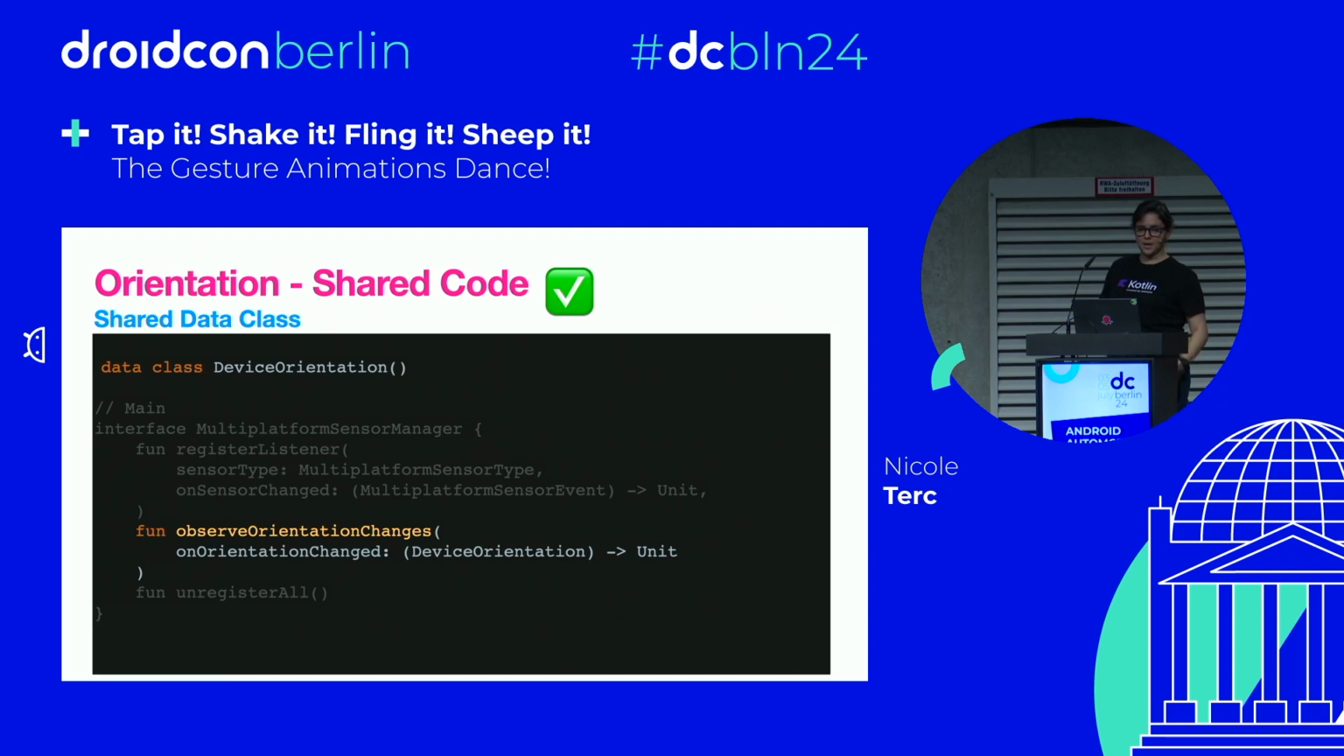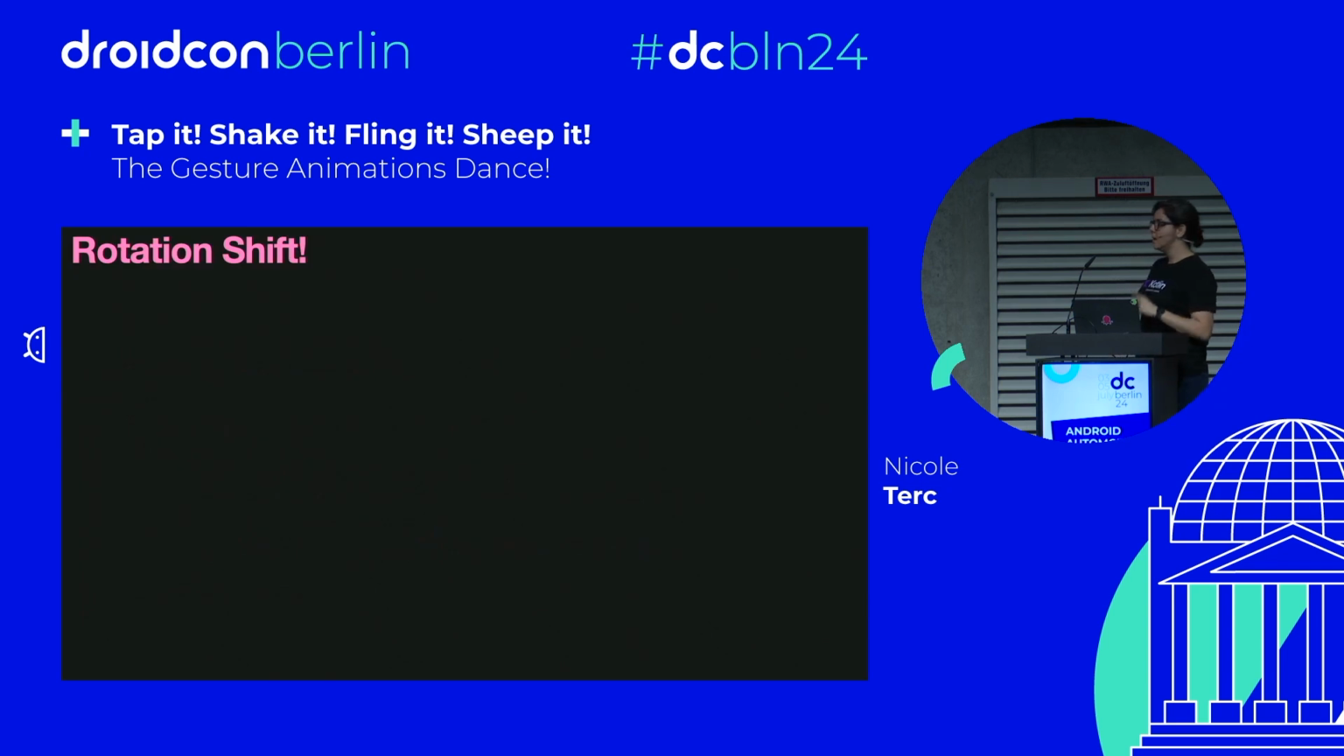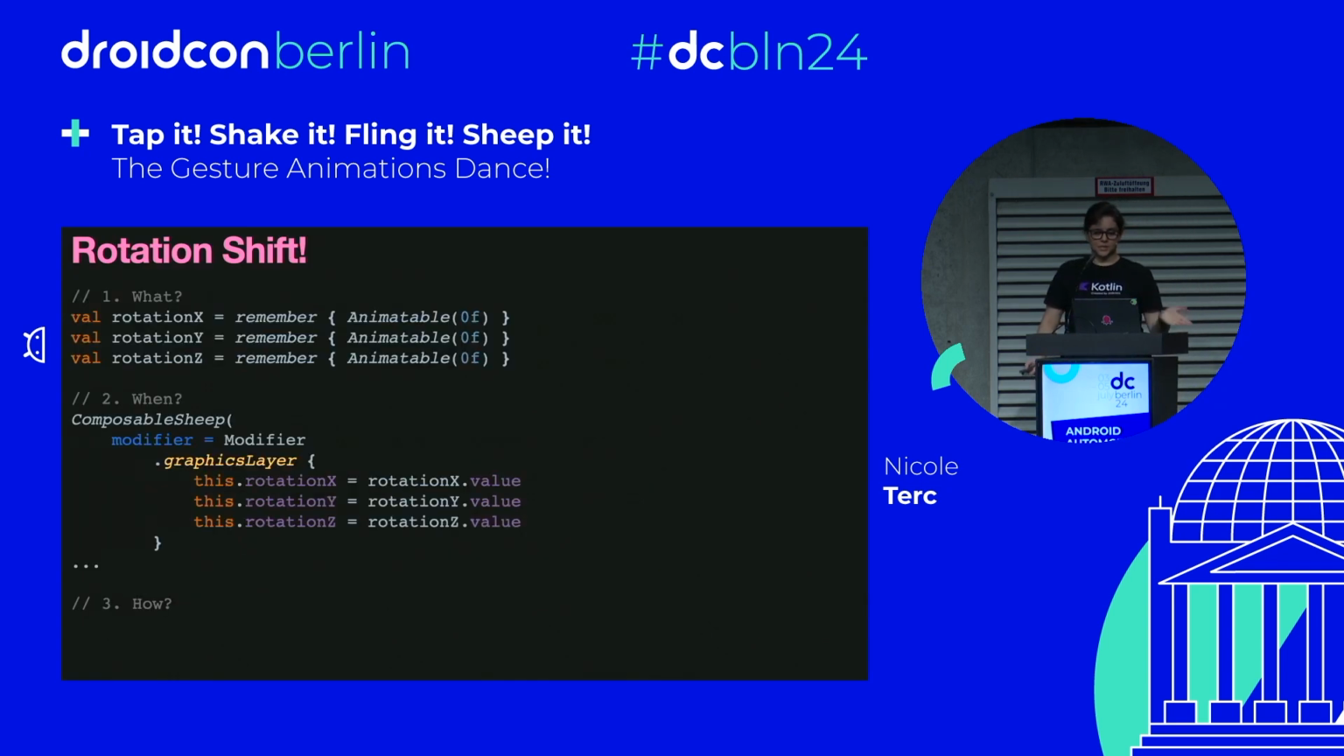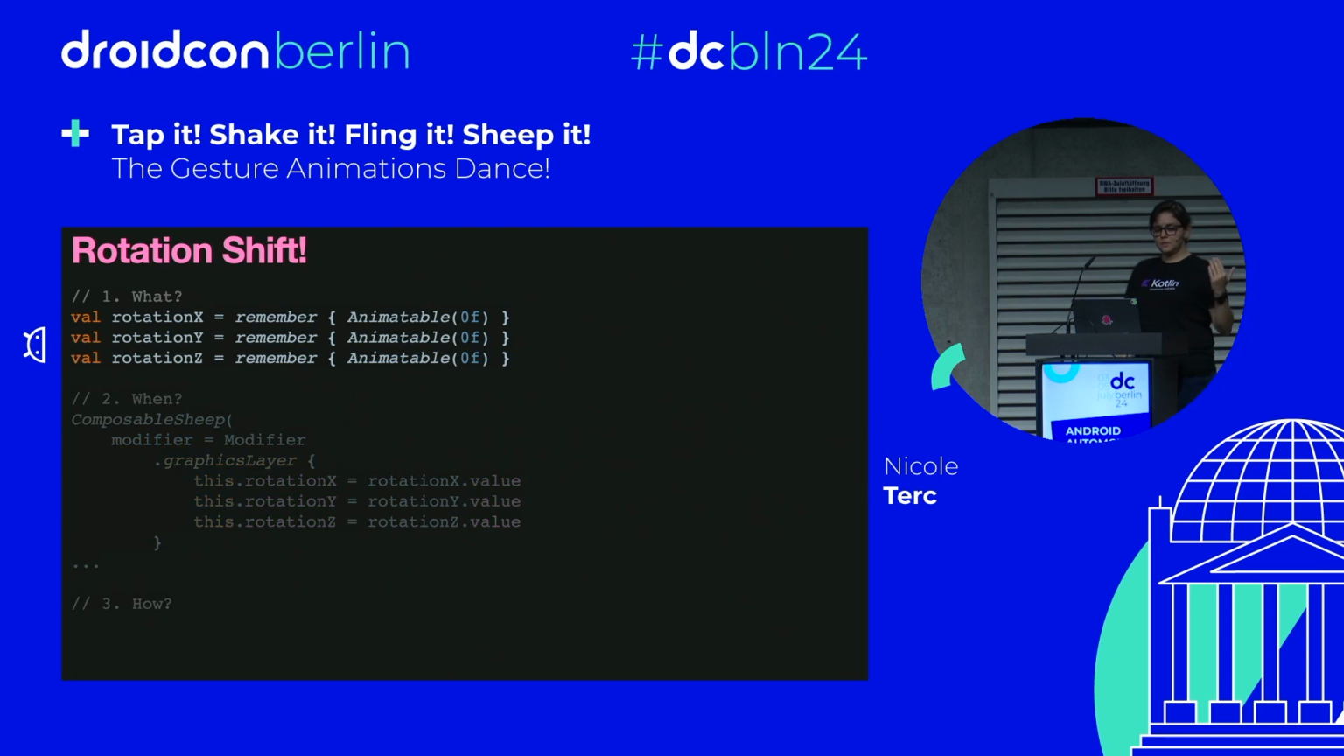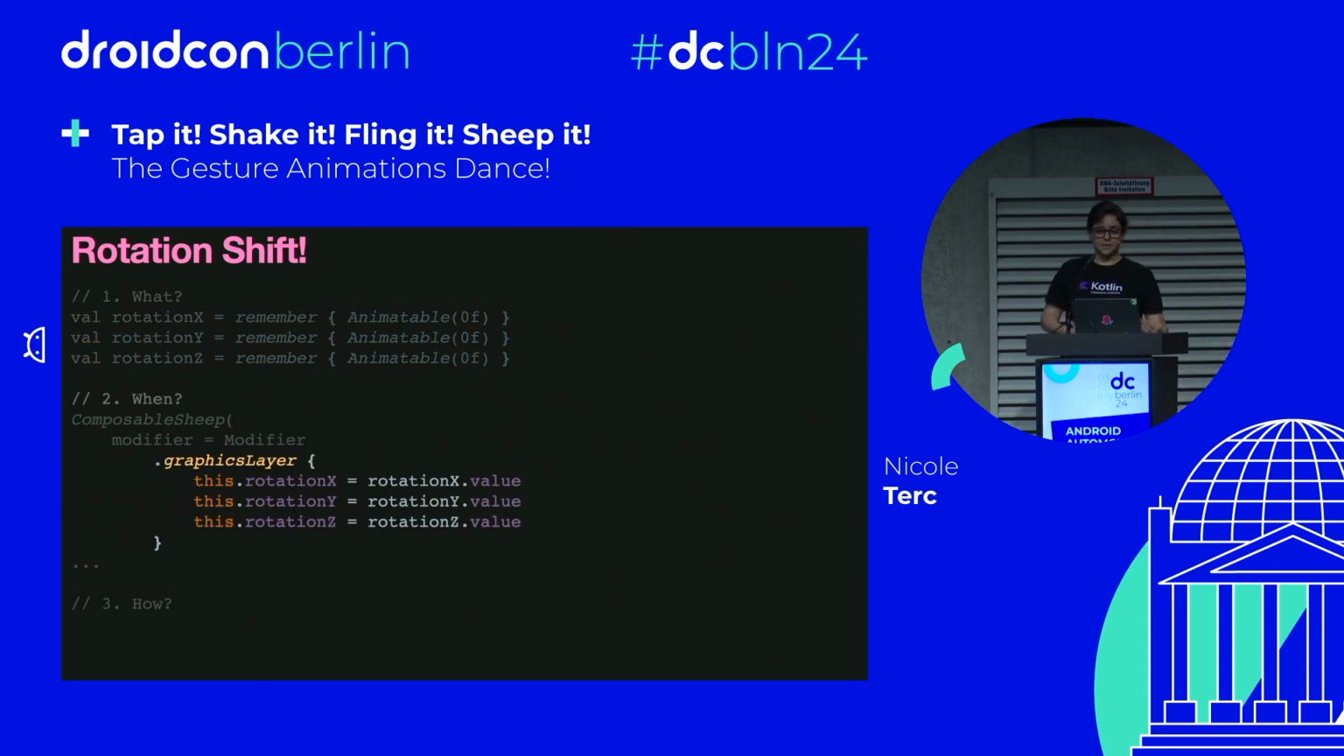So let's go back to our rotation shift. An implementation for this will look like this for starters. Again, we're defining our animatables for the properties we're going to change. In this case, rotation in each of the axes. After that, we're assigning again in our graphic layer these values. Again, remember to assign them.